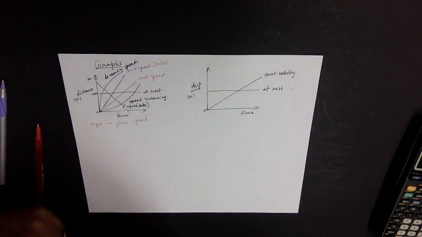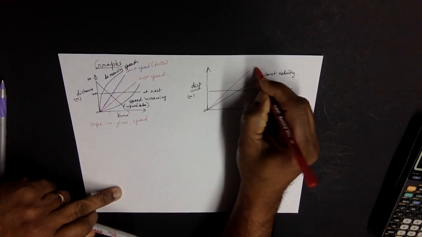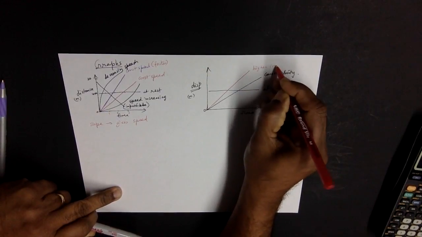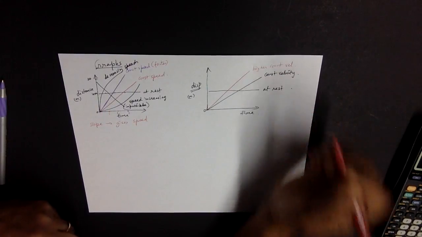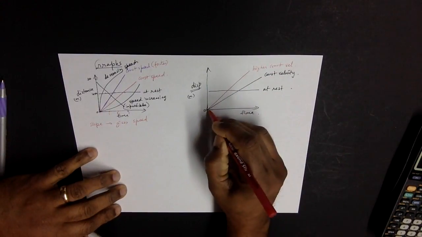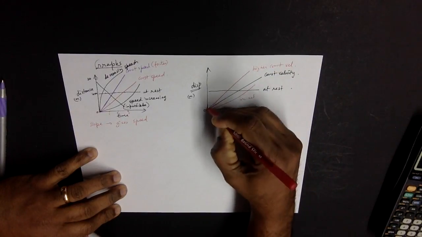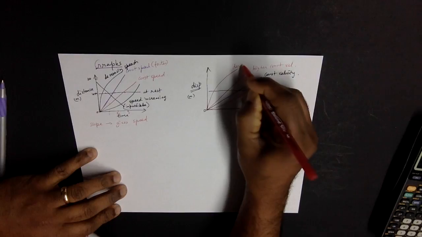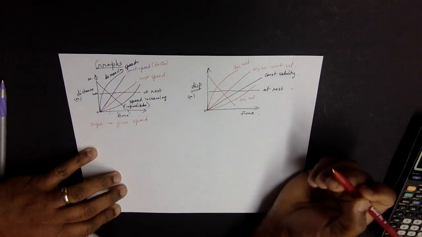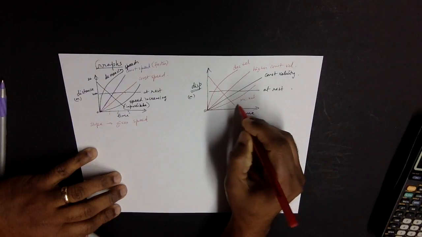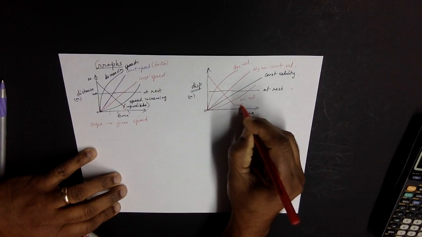And what does this imply? Higher constant velocity. That's a higher constant velocity. And this means it's increasing velocity, and that means it's decreasing velocity. And what about this line? That line is possible. This means negative velocity.